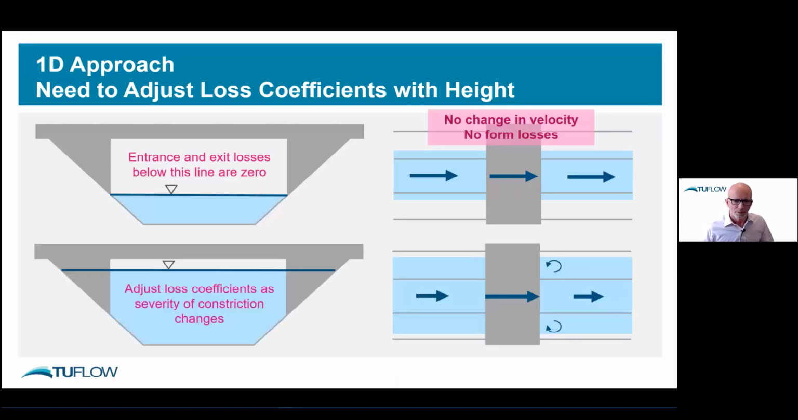But as the water level rises, the bridge starts to constrict the flow. And then the velocity in the structure starts to get greater than the approach or departure velocities. You'll start to see some eddies form on the downstream side. And suddenly we have a situation where there is a change in velocity, and therefore there will be losses. And so we need to simulate those losses. And the severity of those losses would vary with height.